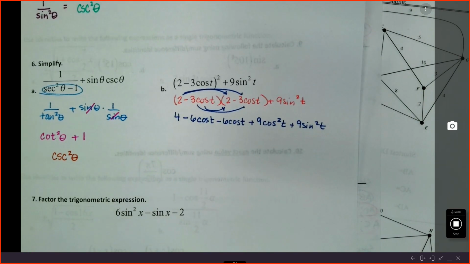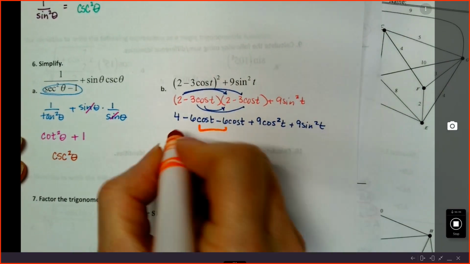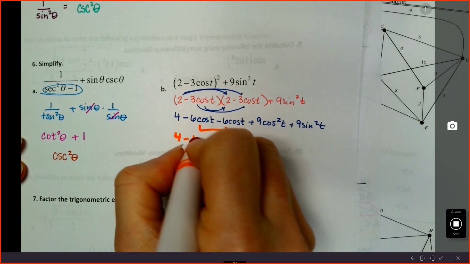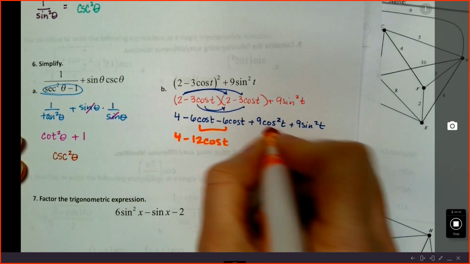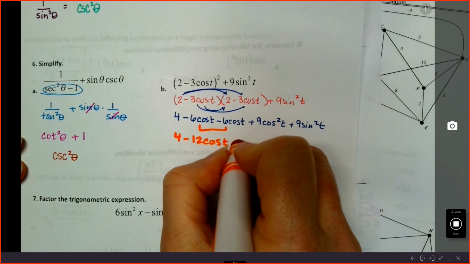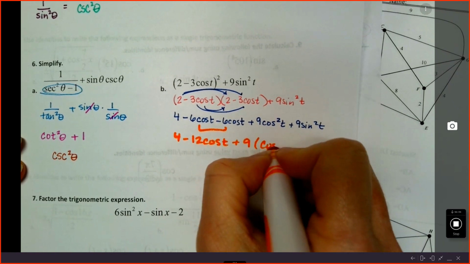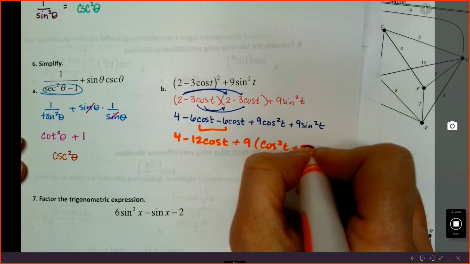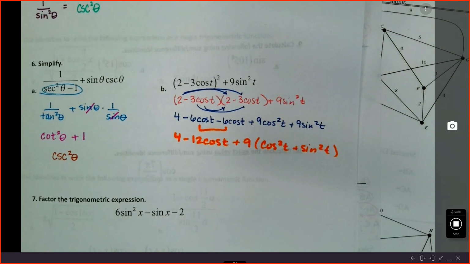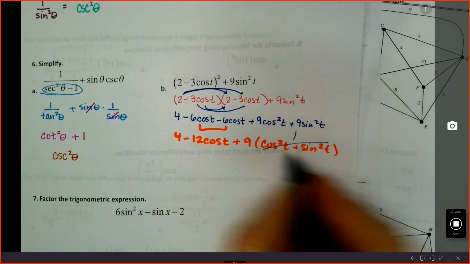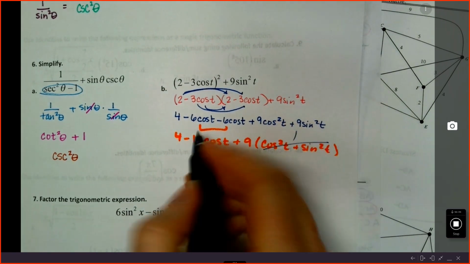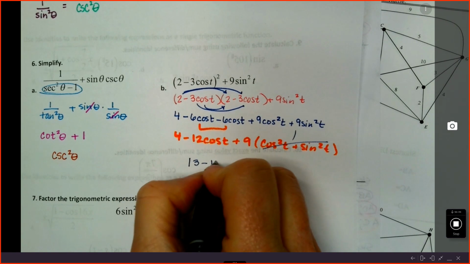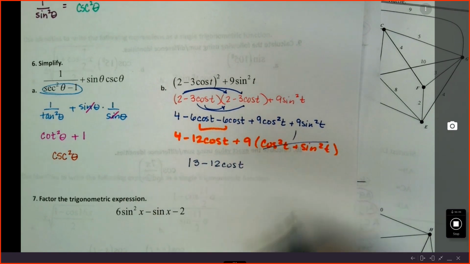All right, so I can combine like terms right here. And then these two, if I factor out a 9, and that's 1, right? Sine squared plus cosine squared, or cosine squared plus sine squared is 1, which means this is just 9, and I can add those two together. That's 13 minus 12. So I get 13 minus 12 cosine t.